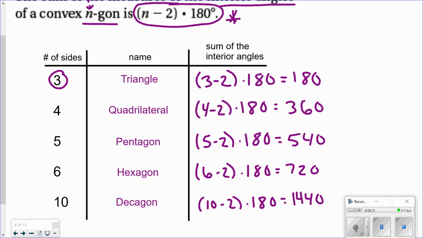Alright, so I finished filling out this diagram. A five-sided polygon is called a pentagon, and when you plug 5 in for n, you end up getting that the sum of the interior angles of a pentagon is 540 degrees. A six-sided polygon is a hexagon, and when you plug that into your equation, we find out that the sum of the interior angles of a hexagon is 720 degrees. And finally, a 10-sided polygon, also known as a decagon, the sum of the interior angles of a decagon is 1,440 degrees. So this equation will work on any polygon that you can think of.